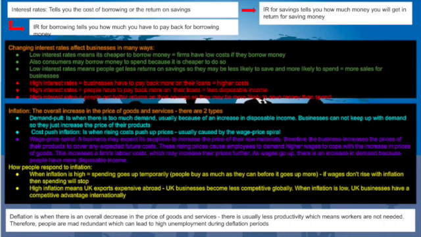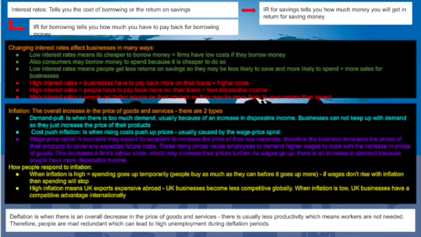Now, changes in interest rates affect businesses in many ways. Low interest rates mean it's cheaper to borrow money, so firms have lower costs if they borrow money. Also, consumers may borrow money to spend because it's cheaper to do so. Low interest rates also mean people get less return on savings, so they may be less likely to save and more likely to spend, so there are more sales for businesses.